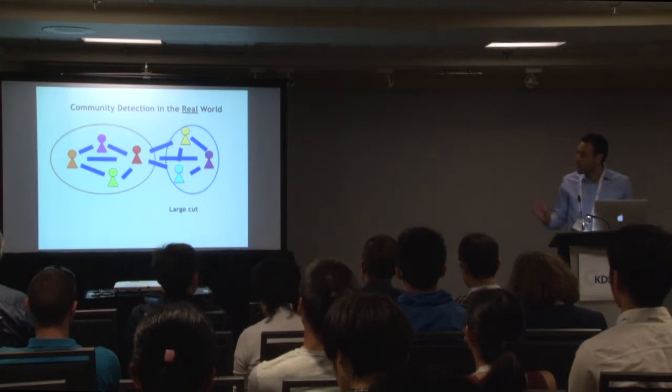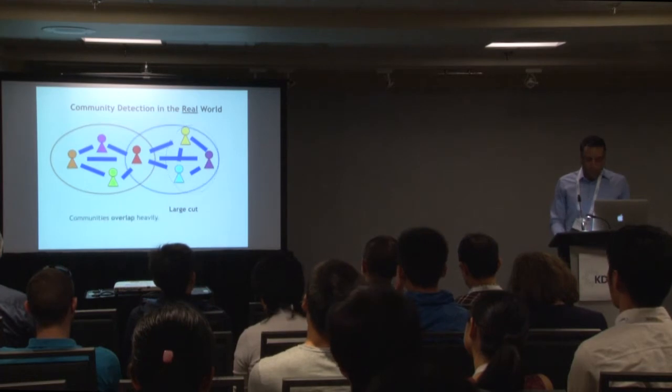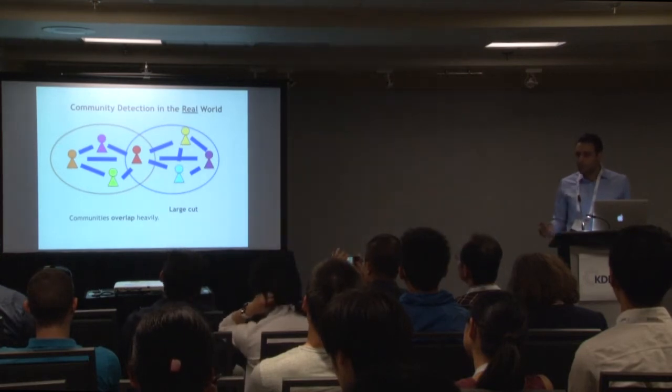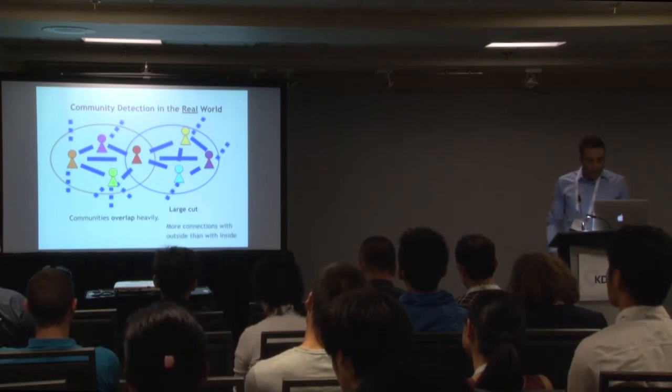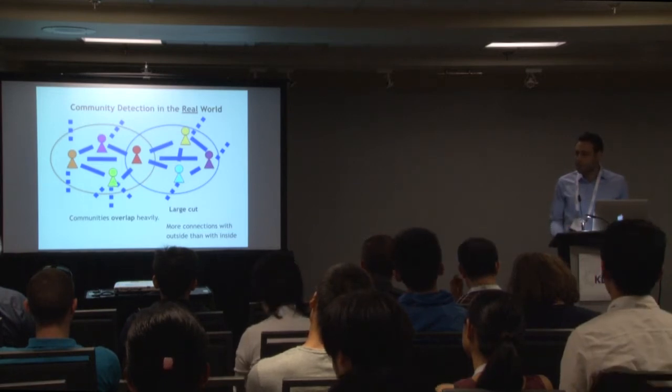In particular, what has been found is that in real world graphs, the clusters are connected by a lot of edges. So there is a large cut. Even worse, these clusters are not even disjoint. There are nodes that belong to multiple communities. This increases even more the number of edges that connect these clusters, and there are also nodes that connect them. And finally, even more worrying, there are more connections outside of the cluster than there are inside of the clusters.